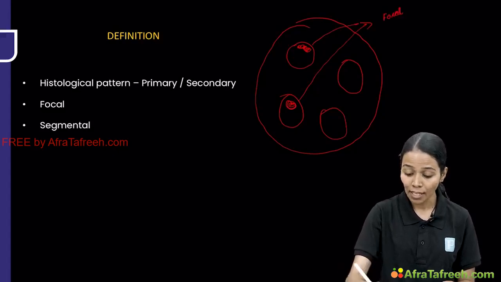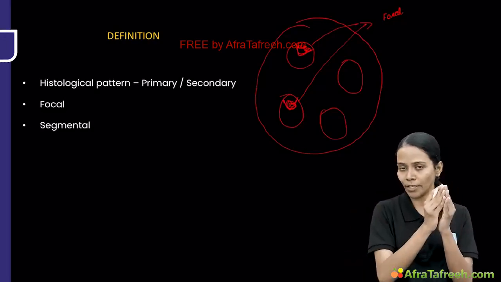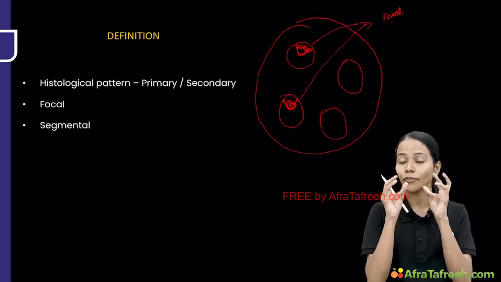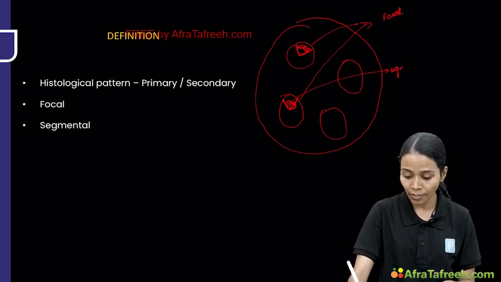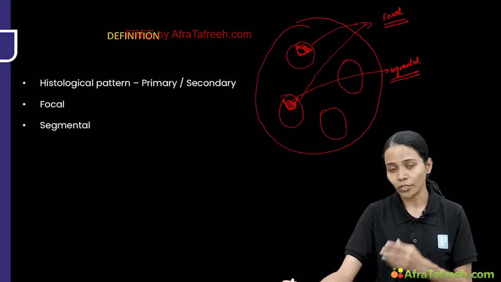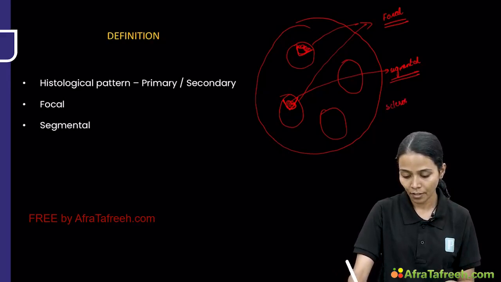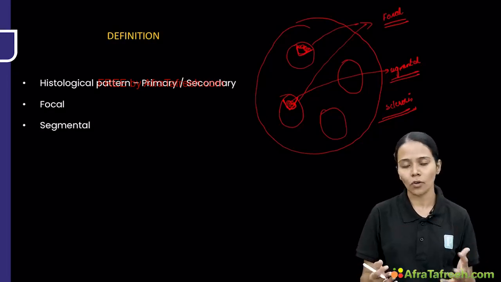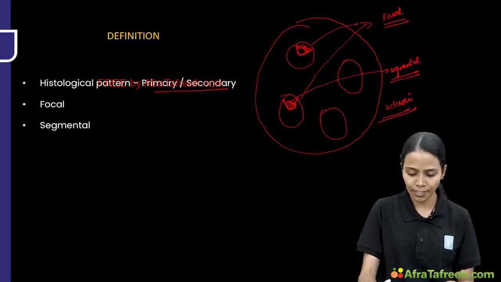Now, what is segmental? Only a segment of each glomerulus will get affected. First, only a few glomeruli will get affected, that is focal. Segmental is only a segment of each glomerulus will get affected. So, that is called segmental. Okay. So, what happens? Focal segmental glomerulosclerosis. That means the glomerulus undergoes sclerosis. Now, like I said, this is a histological pattern and there are multiple causes for this, classified as primary and secondary. So, this is about the definition of the disease.